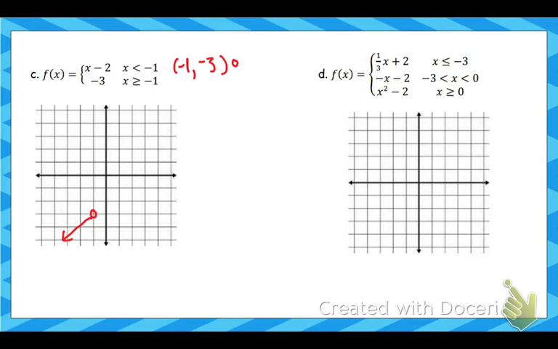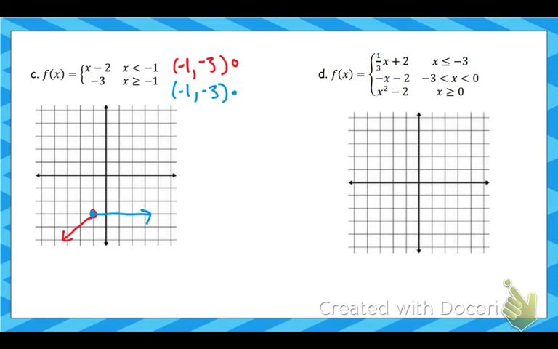Then on the next one, if I plug in -1, well, there's no x to plug in. The y is just going to be -3. So I'm going to do a filled in circle, which is going to fill in the circle I already have. And then everything to the right is going to have that same y value. Okay, every x to the right has a y value of -3.